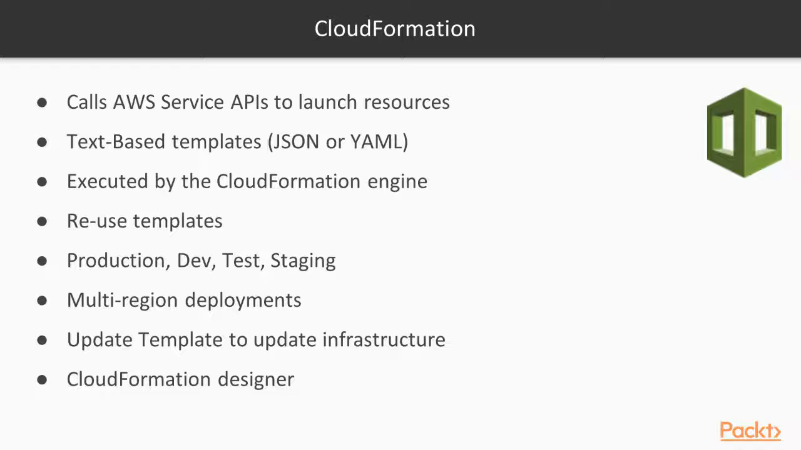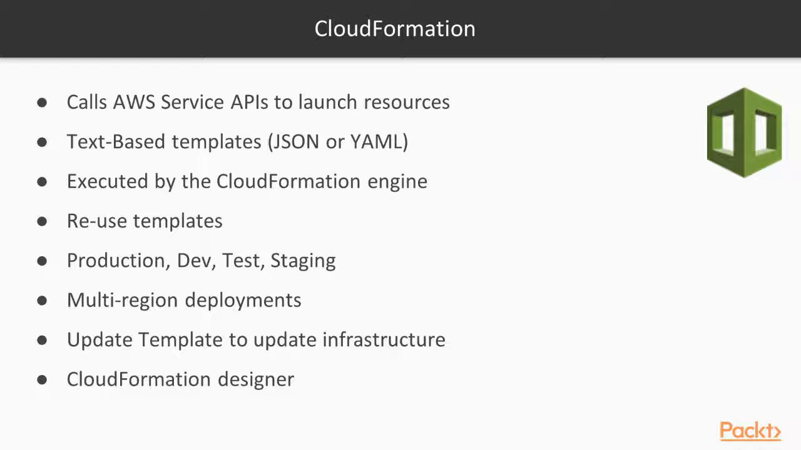A CloudFormation template is a text file in either JavaScript Object Notation or YAML format. CloudFormation templates provide a write once and deploy many method of infrastructure creation that allows you to use the same template for multiple environments like dev, test, staging, and production. You can even use one template to deploy the same resources in more than one region.